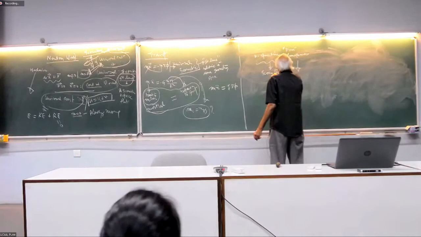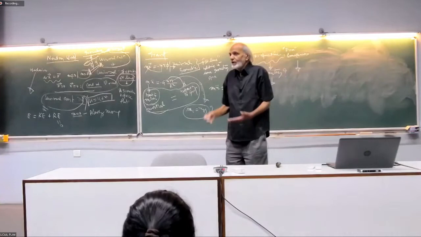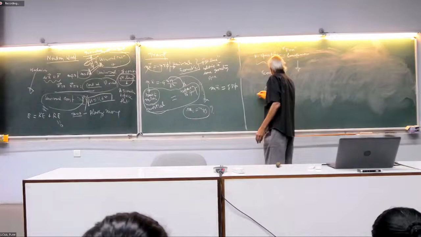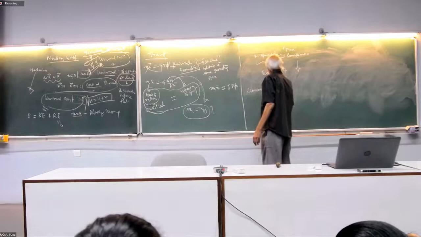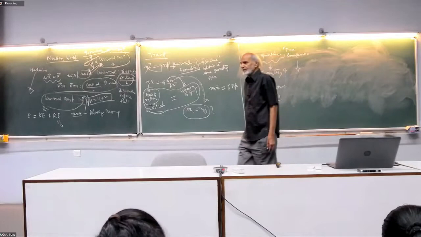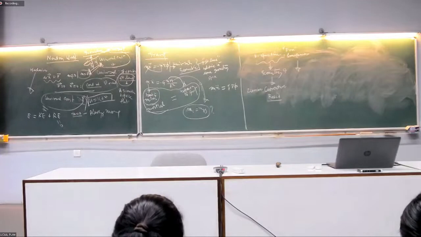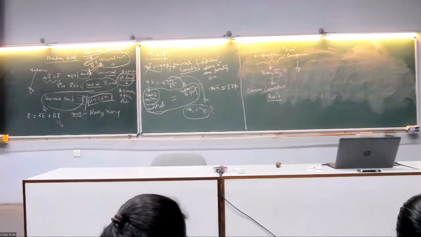Geometry is characterized by what? Geometry is characterized by the curvature, and that curvature is what we call the Riemann curvature. You must have come across this creature. So it means that the Riemann curvature must be homogeneous, which means we are talking about space-time that is not flat but curved.